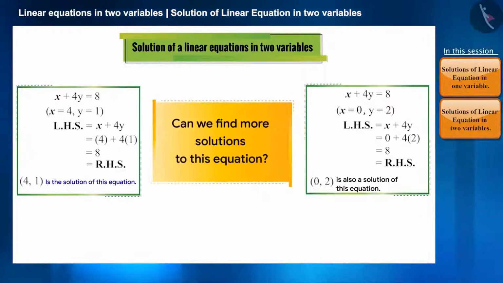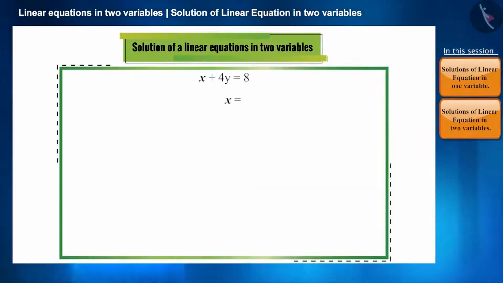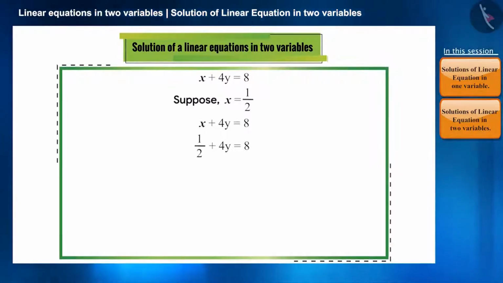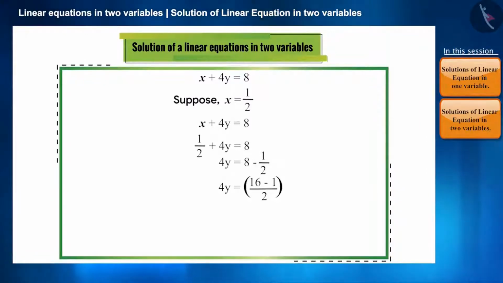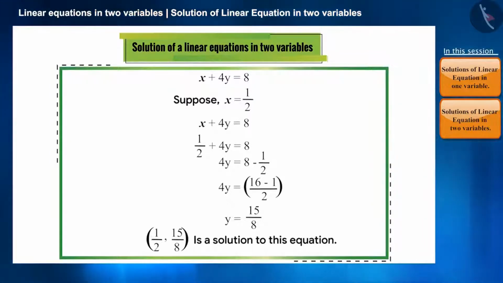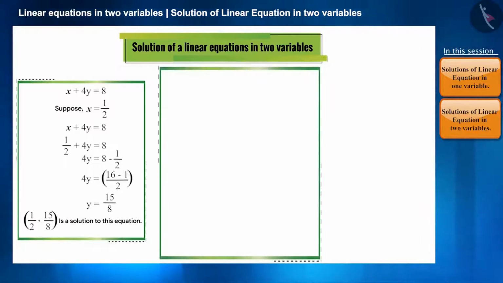Friends, apart from these two, can there be more solutions to this equation? Yes. Let's see how. Let's take any value of x as per our choice. Let's take the value of x as 1/2. Substituting x = 1/2 in the equation x + 4y = 8 will make it a linear equation in one variable. And when we solve this, we will be able to easily find the value of y. On solving, we get y = 15/8. Now, we can say that (1/2, 15/8) is also another solution to this equation.